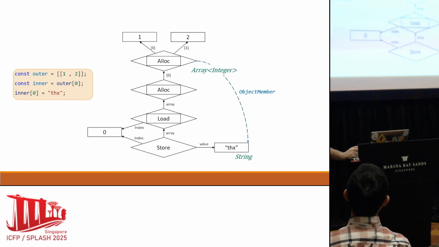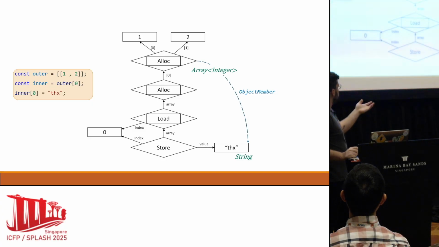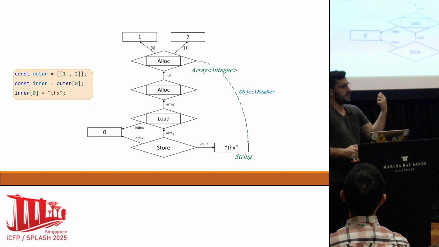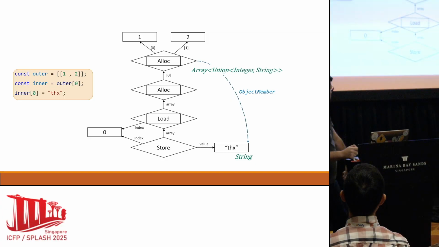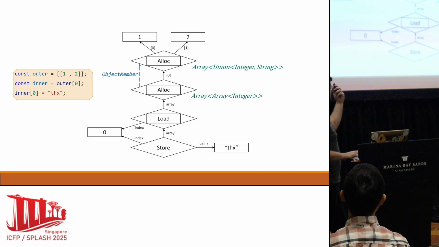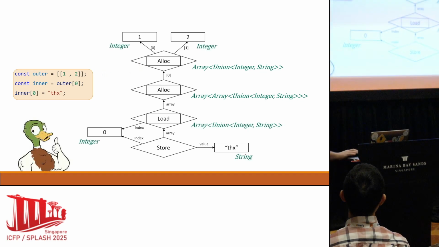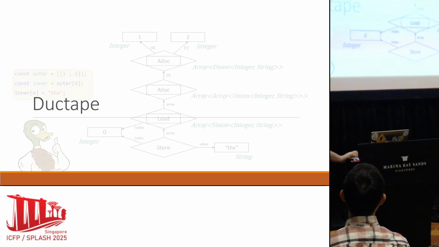And the interesting thing here is how this affects our type inference. For example, if we found out that the allocation node now might hold the string as a member, then we can propagate the change of types across the graph. So now our allocation represents an array of either integers or strings, and the outer array also, we can propagate this type information through the graph. And now we're done. Now the duck here is happy.